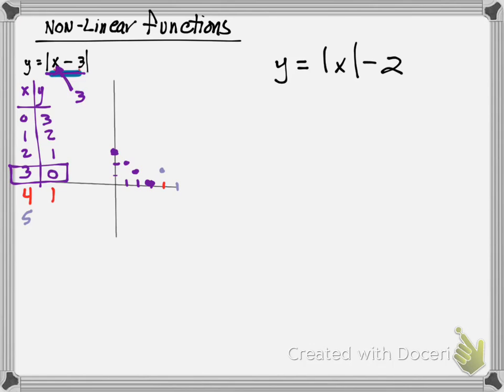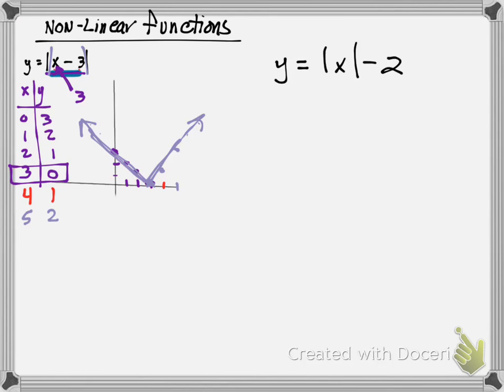And I would get 5. Plug it in. I get out 2. 5, 2. As you can see, that pattern is going to continue in both directions. It's going to keep going upward and outward. So it's almost like two different lines stemming off of that one point right in the middle. This is what an absolute value graph looks like. Okay? So anytime you see the absolute value symbol, you should know that it's going to form some sort of V shape.